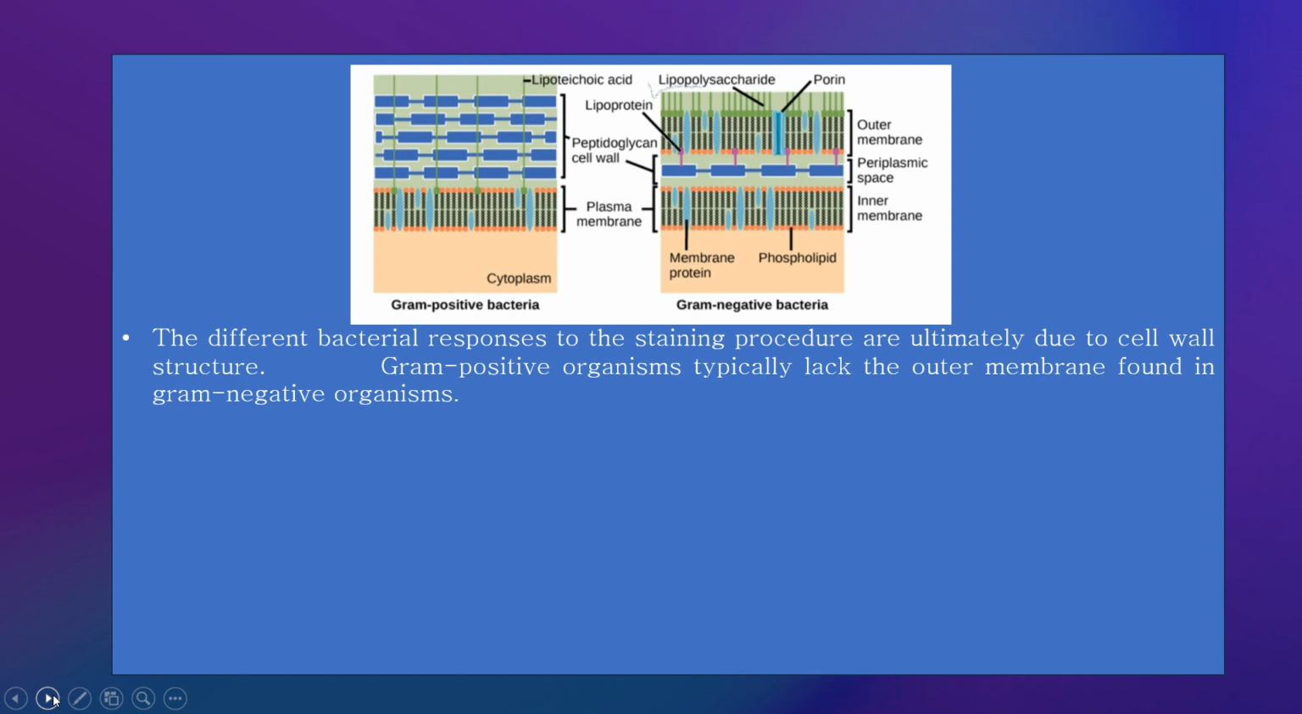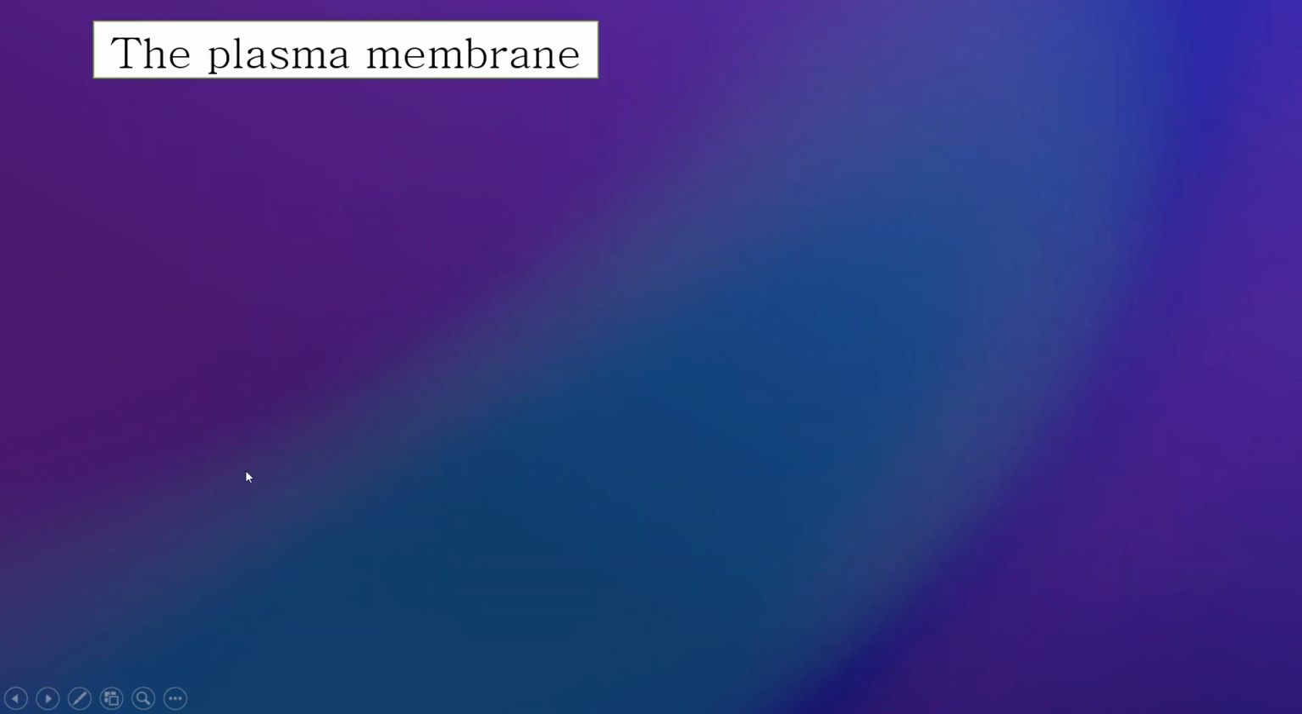Okay, clear, understood. Then next, the plasma membrane. The plasma membrane is the innermost layer of the cell wall, right? Because the outer membrane is the cell wall. Inside the cell wall, this is the plasma membrane.